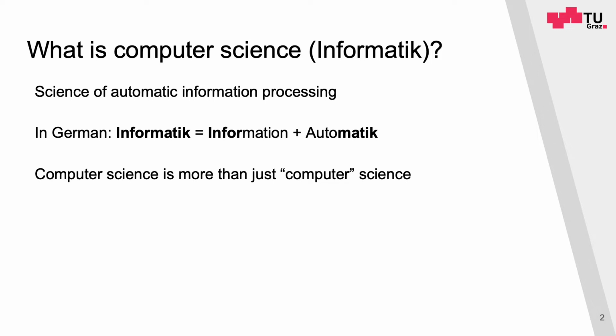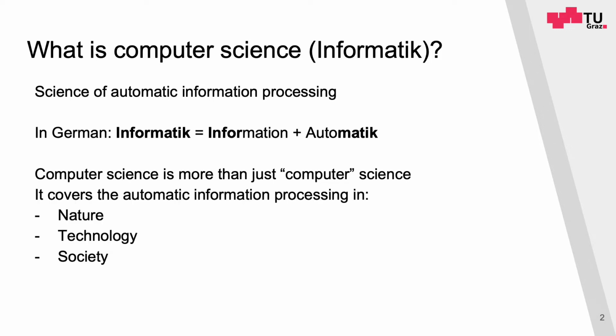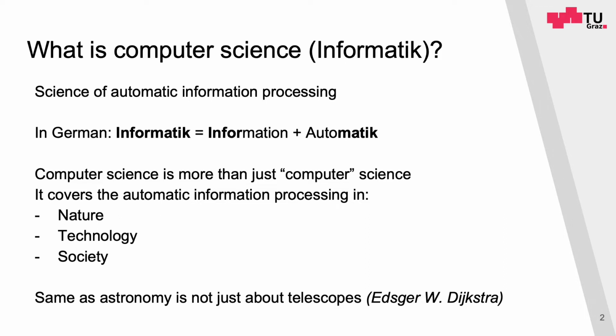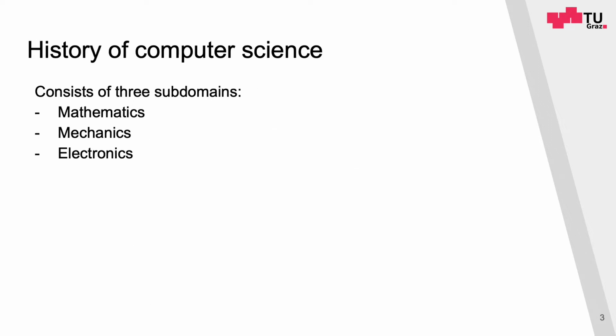And computer science is more than just computers. It also covers automatic information processing in nature, technology, and also in society. And as Edsger Dijkstra once said, computer science is no more about computers than astronomy is about telescopes. So yeah, it covers a whole lot more.